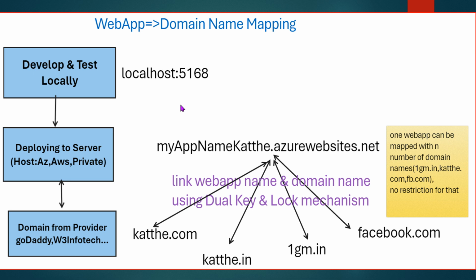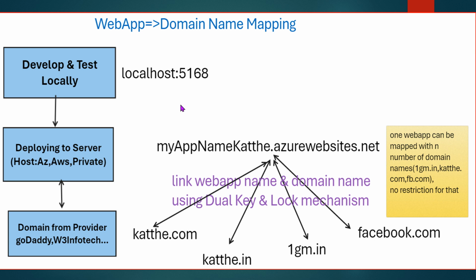Then you have to deploy it to the server where you get hosting, either from your private cloud, private server, or Azure, AWS, or anything. Those are called hosting providers. You are hosting the code to the public world. It will be something like my app name .azurewebsites.net, or some IP address.